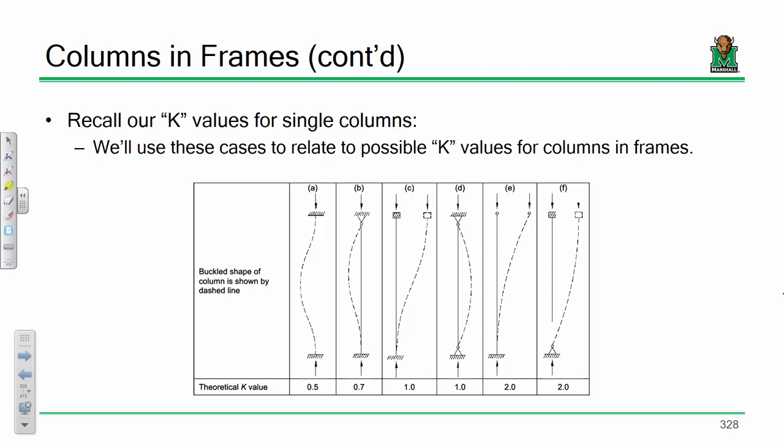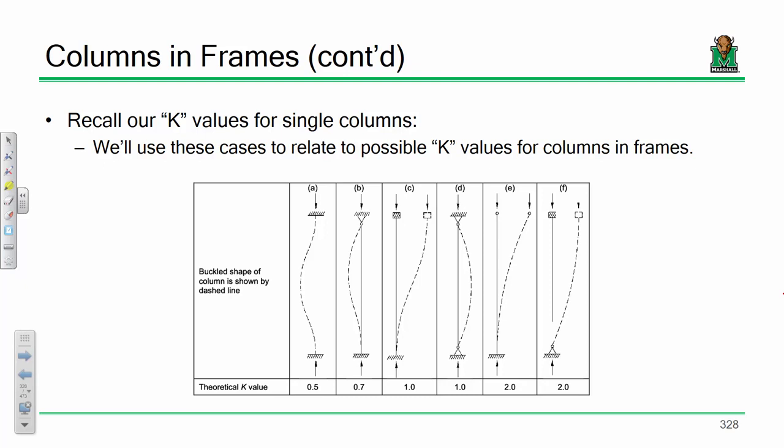But I want to go back to some of these cases because I want to highlight a couple of them. So what we've got here are some K values for single columns, and these boundary conditions are idealized. Remember, one of the things we talked about in structural analysis is that no support condition in this world is perfectly fixed or perfectly pinned. We're always somewhere in between, right? Remember us discussing that? So I want to look at, let's say, case A and case B.